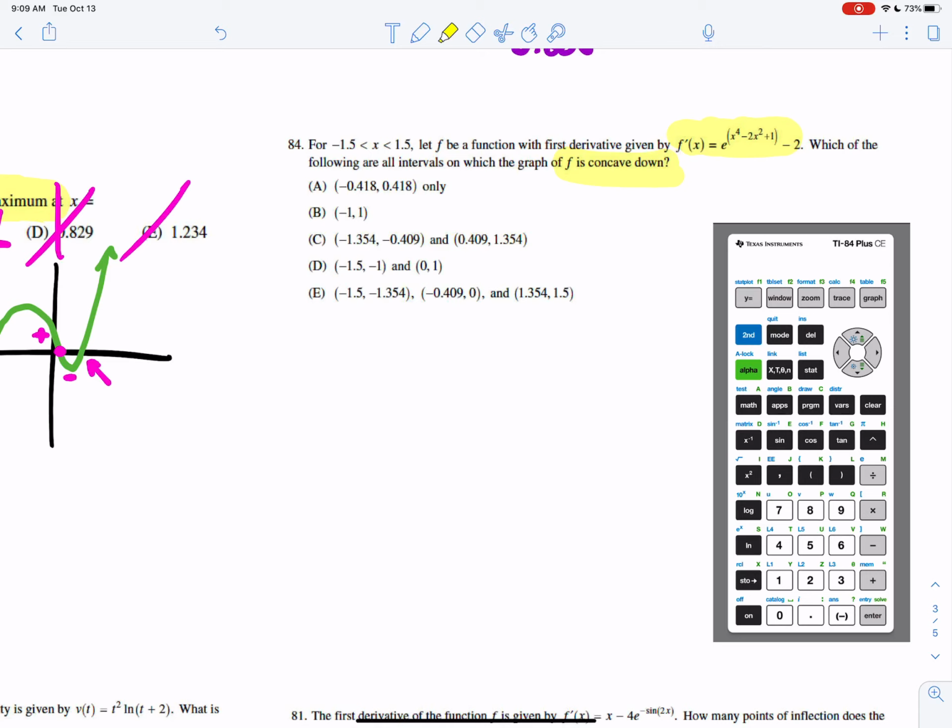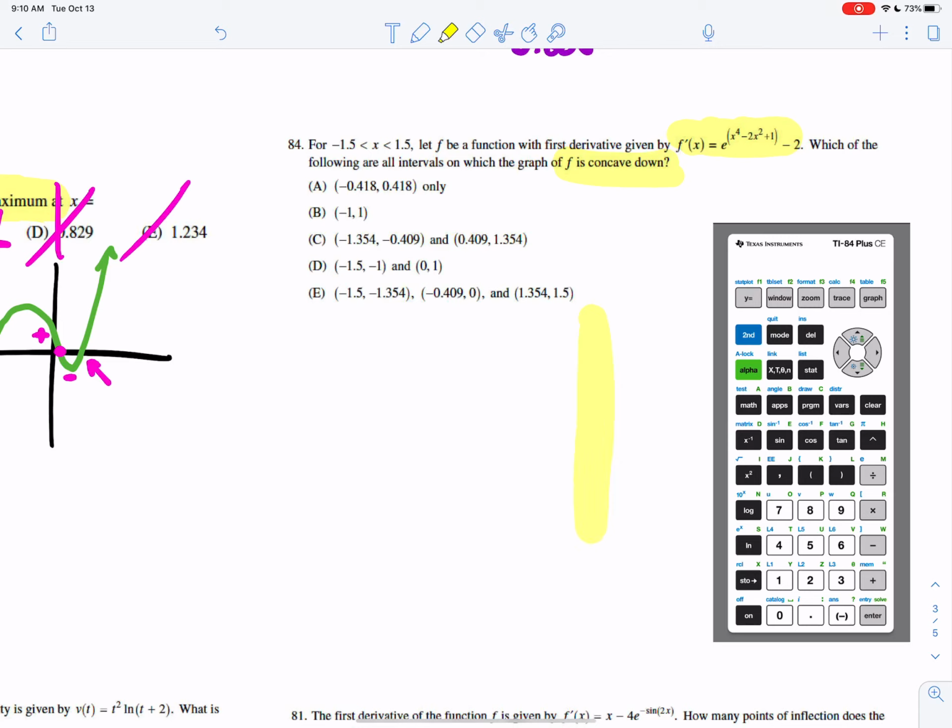So here's what we do. Go ahead and go to your y equals. Clear out your y1, and go ahead and type out the derivative here. That's going to be e to the parentheses x to the fourth, jump down, minus 2x squared plus the 1, close it, jump down to the floor, minus 2. Make sure that minus 2 is not floating in the exponents, okay?